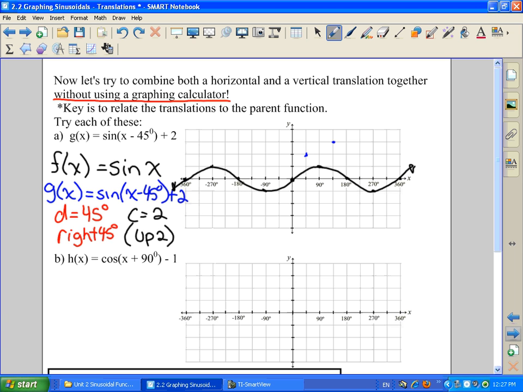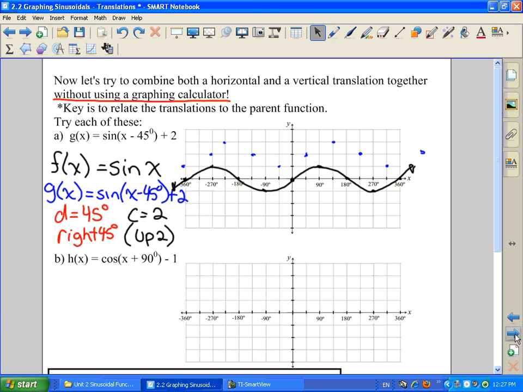I go to my axis here. I go up 2, and I go right 45. Start at my minimum, go up 2 over 45. So hopefully you see the trend here, folks. And we can graph it just by following the same patterning as it is. Okay. So here we go.